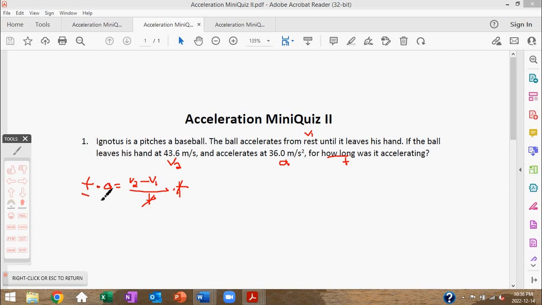And then I want t by itself, so I'm going to divide both sides by a. Basically, the a and the t, as you can see, are switching places. Mathematically, this is how we did it. And so t is equal to v2 minus v1 over a.